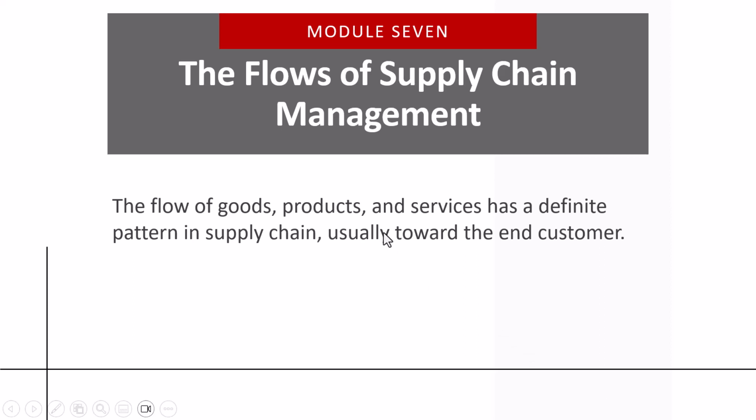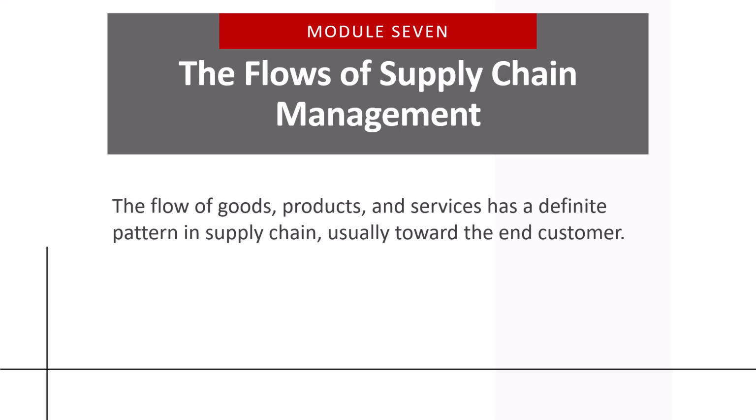Module 7, the flows of supply chain management. The flow of goods, products, and services has a definite pattern in supply chain, usually toward the end customer. A supply chain can also be a pipeline in which information and finances flow. The flow can be simple or complex. It can be multi-tiered or reversed.